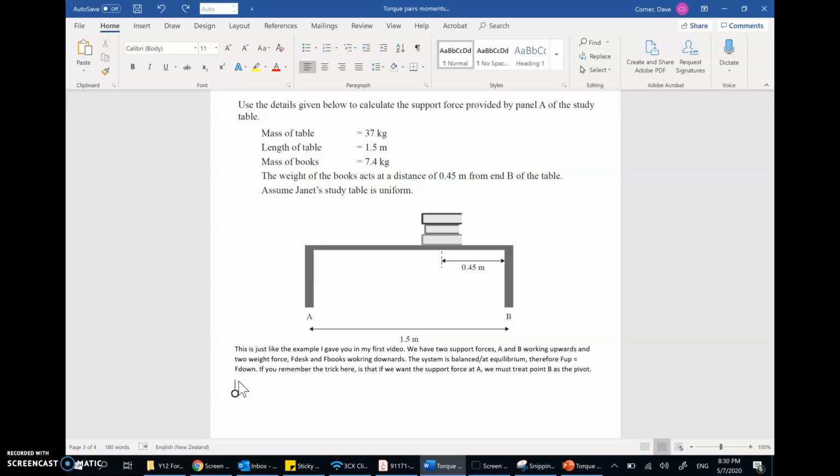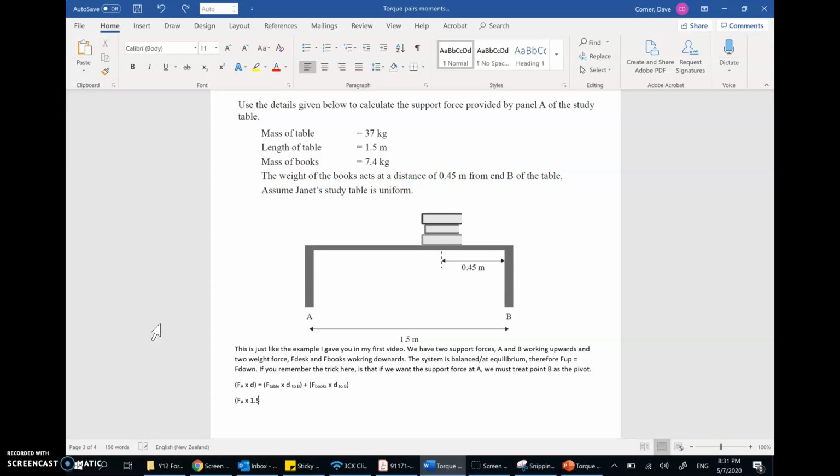So what that looks like is the force at A multiplied by the distance between A and B is equal to the force of the table multiplied by the distance to B, and added to the force of the books multiplied by the distance to B. So that gives us the force at A multiplied by the distance. The torque created around pivot B is equal to the torque created by the table plus the torque created by the books.